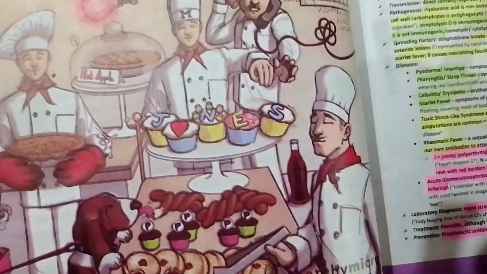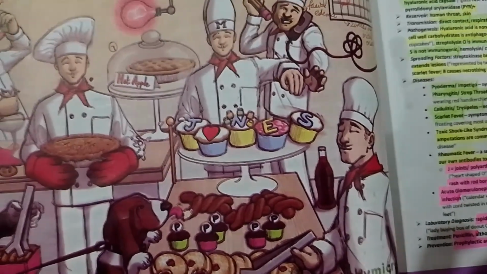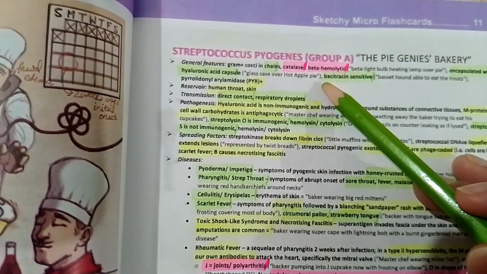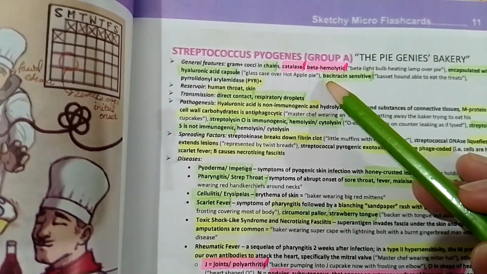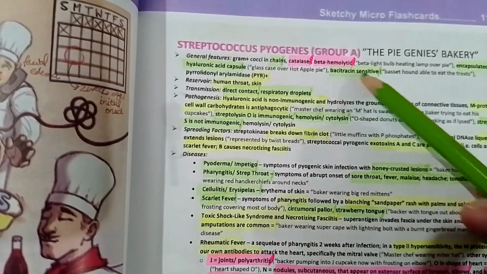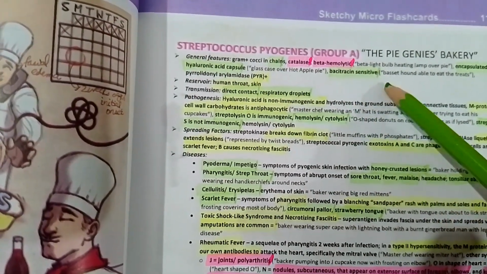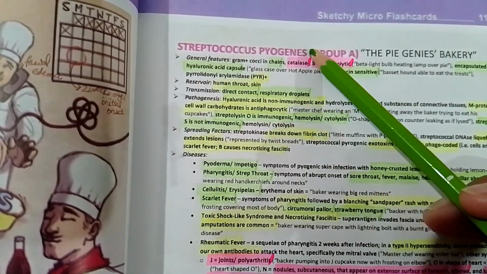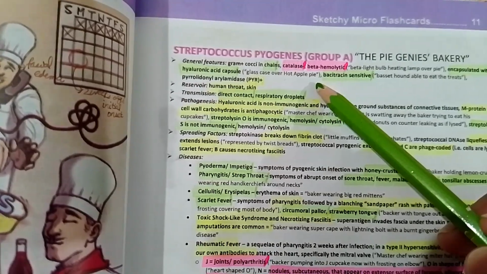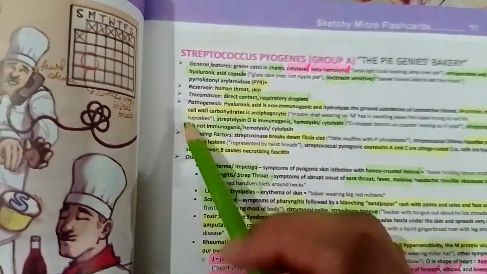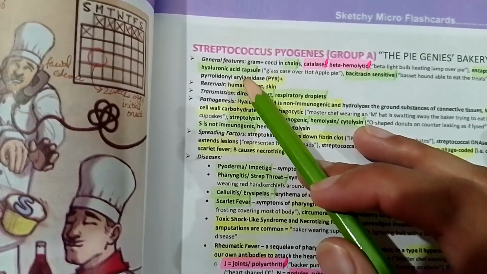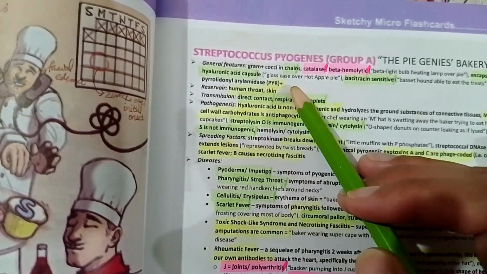The other thing is that it is bacitracin sensitive. What does it mean by bacitracin sensitive? Actually, bacitracin is an antibiotic that can cause the death of Streptococcus pyogenes in the petri dish, in their colonies. So we will say that it is bacitracin sensitive and we will perform such a lab test. And it has an enzyme called pyrrolidonyl aryl amidase, so it is PYR positive.